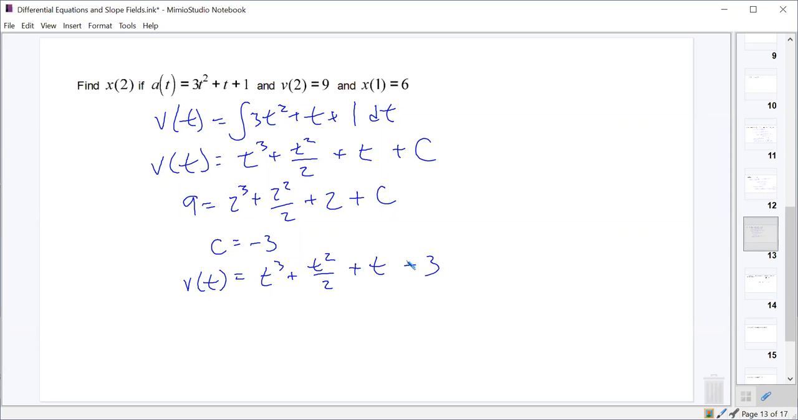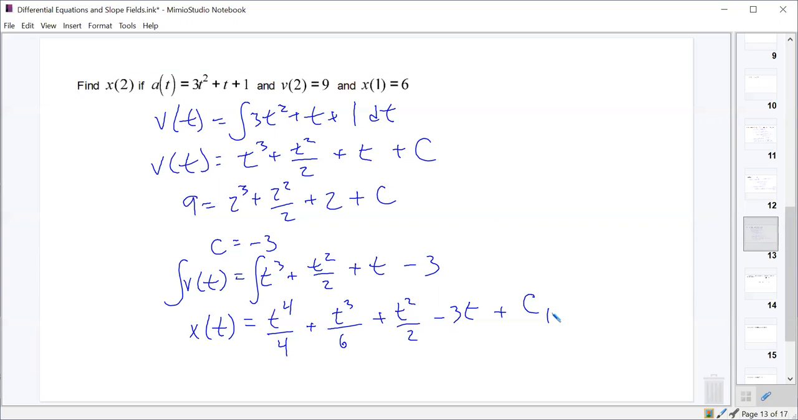Then we'll need to integrate again to get our position function. And that ought to give us 2 to the 4th over 4. So we're up to t cubed, and we'll divide by 3, so t cubed over 6, and t squared over 2, and minus 3t plus a constant. Since I already used c over there, we'll just call this c sub 1, just so we have some distinction that this constant is not the same as this constant, necessarily. Maybe we'll get negative, but we're not going to get negative 3.